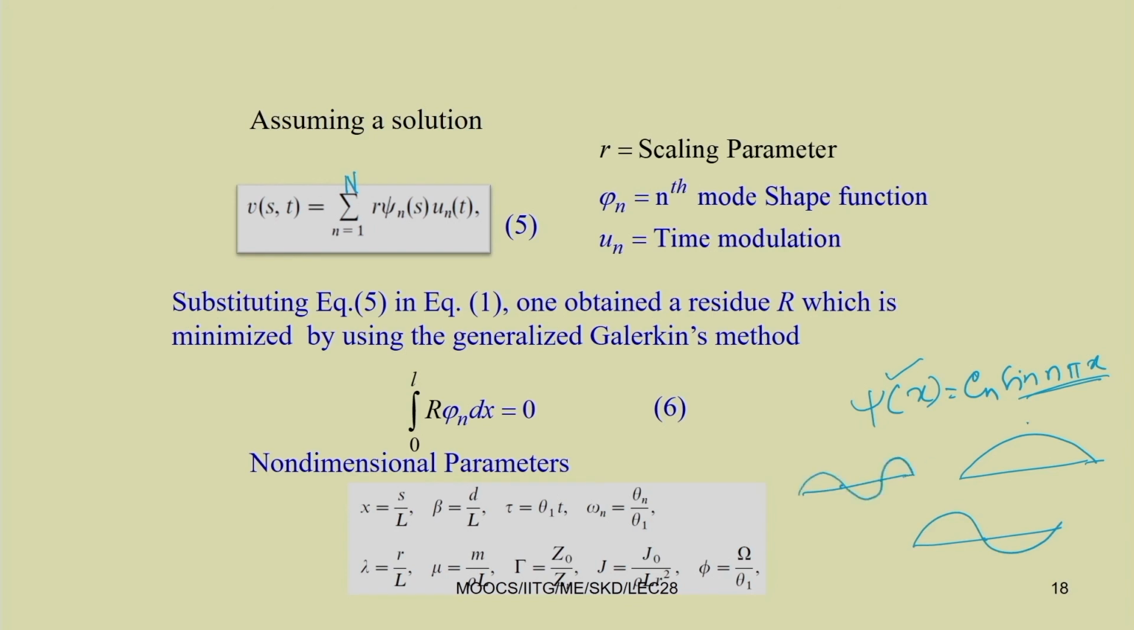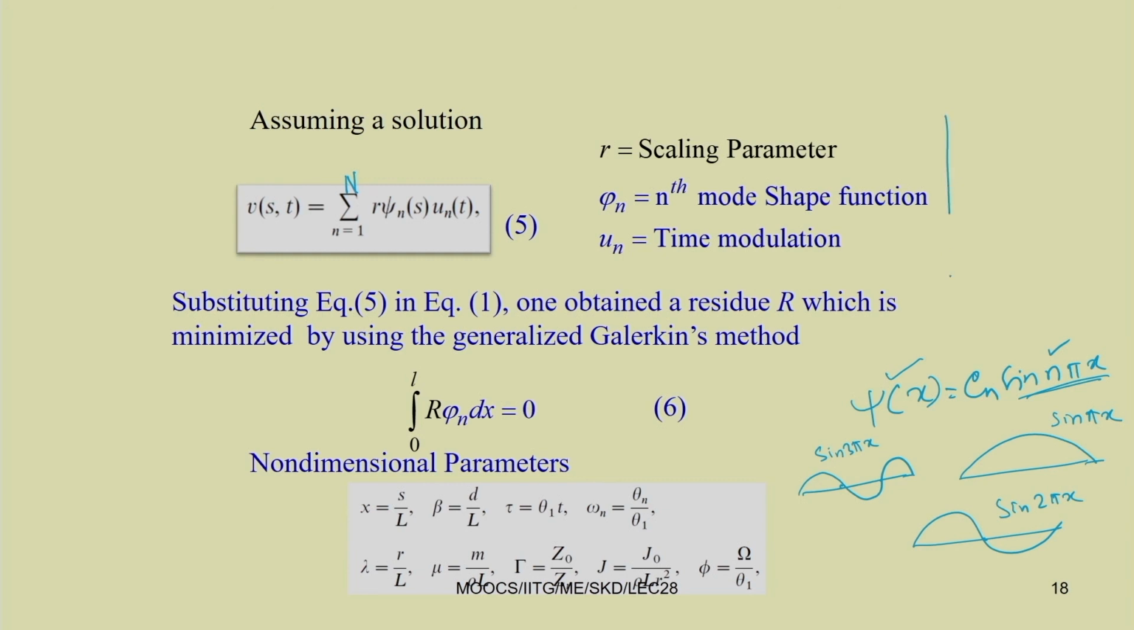These are nothing but sin n pi x. So, this is sin pi x. This is sin 2 pi x. This is sin 3 pi x. By changing different values of n, you can get all these curves and plot different mode shapes. Similarly, for a cantilever beam, you can get the generalized equation.